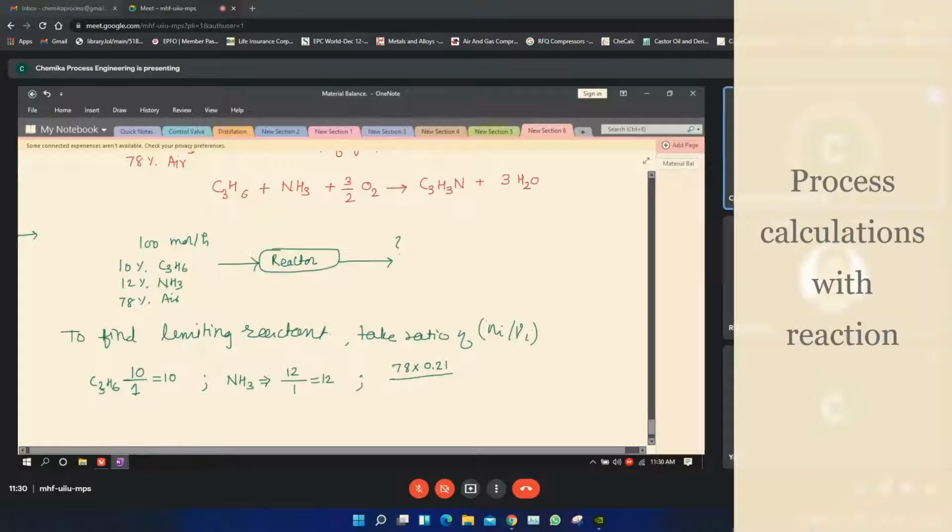So for the oxygen, this will be the quantity of oxygen that will be fed to the reactor, and the stoichiometric coefficient of oxygen is 3/2. So the ratio comes to something like 10.92.